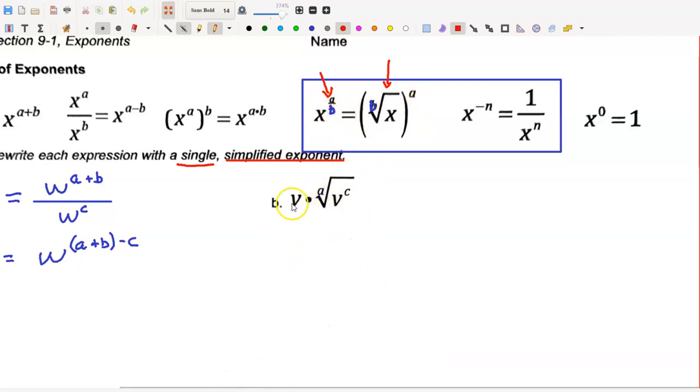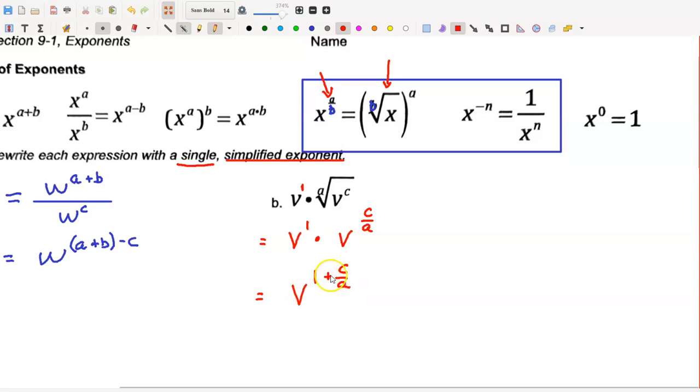So something like this, as you can see, will be a fraction. So the first thing you want to do before you combine these bases is make one of them a fraction. This v by itself will just be v to the 1. So then we got v to the c over a. Right? And from there, you can combine it to be v to the 1 plus c over a.